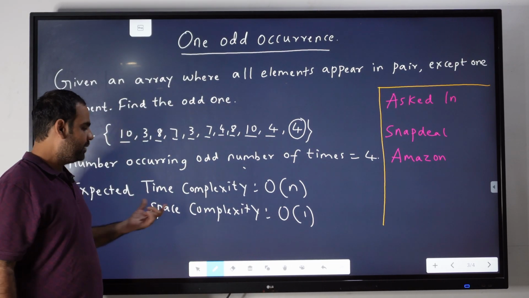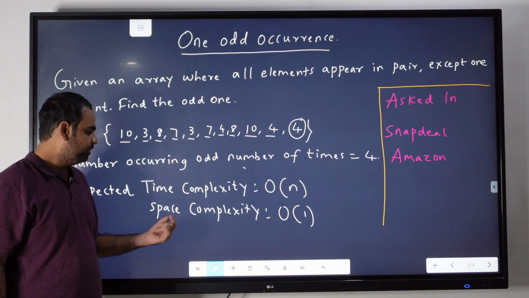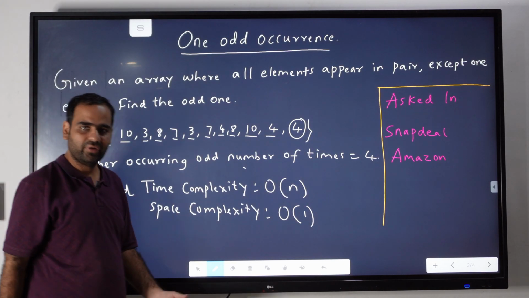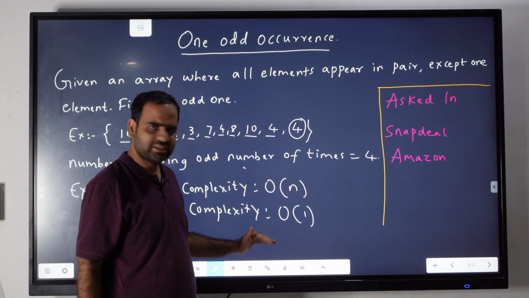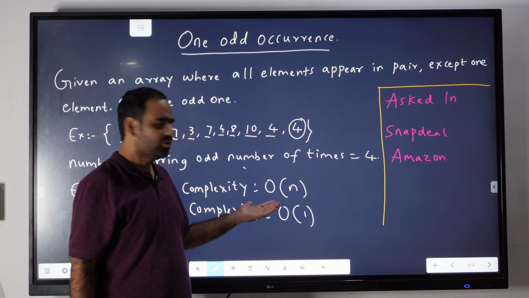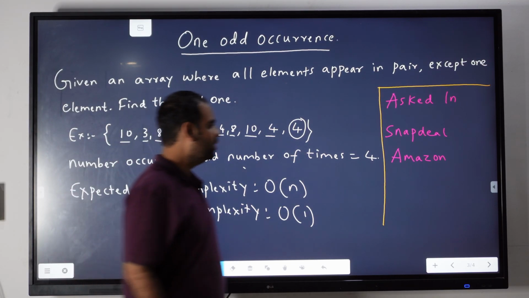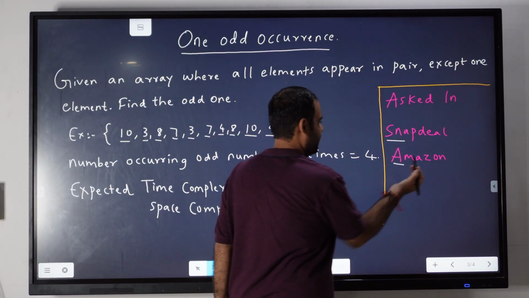Now, what is the expected time complexity? It is big O of n, and space complexity is big O of 1. That means you are not allowed to use any extra space and you are not allowed to use any nested loops. Now, this question is asked in Snapdeal and Amazon.